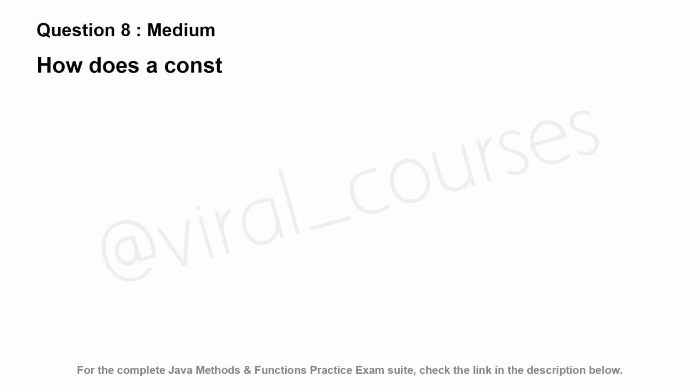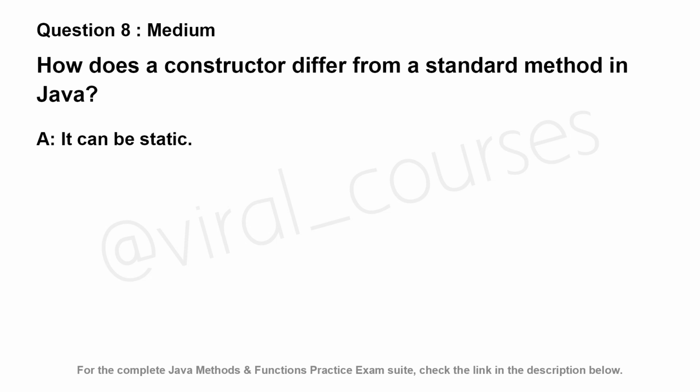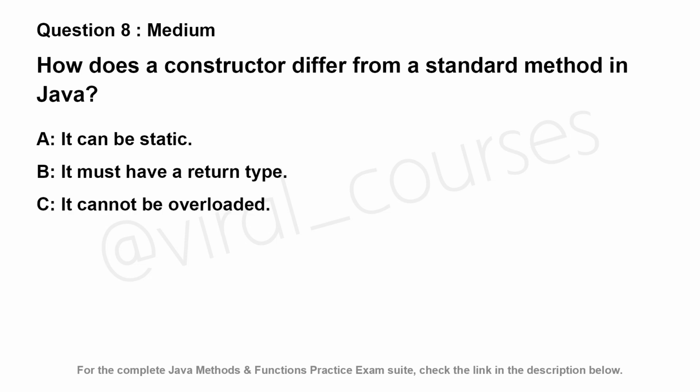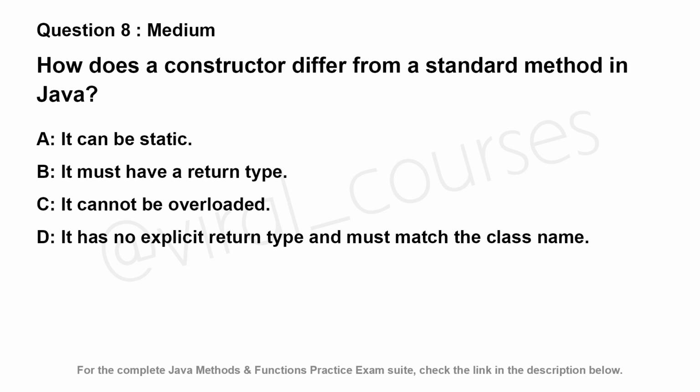How does a constructor differ from a standard method in Java? Option A. It can be static. Option B. It must have a return type. Option C. It cannot be overloaded. Option D. It has no explicit return type and must match the class name.